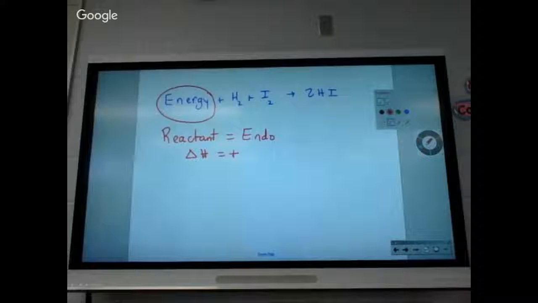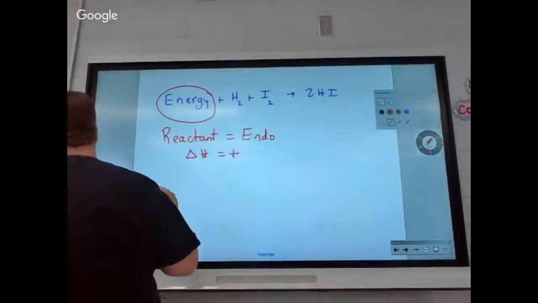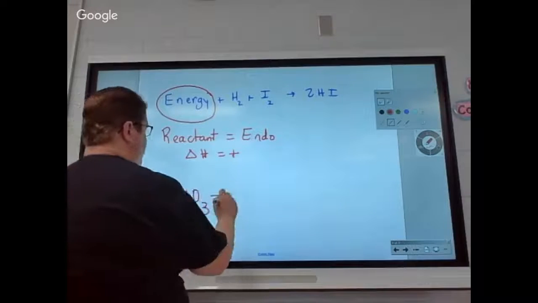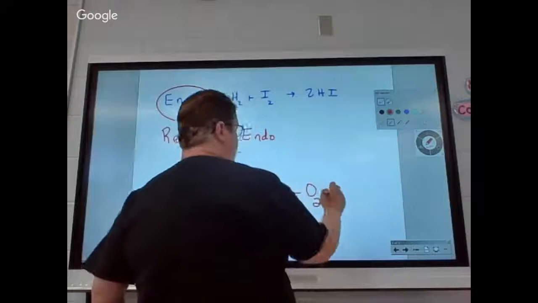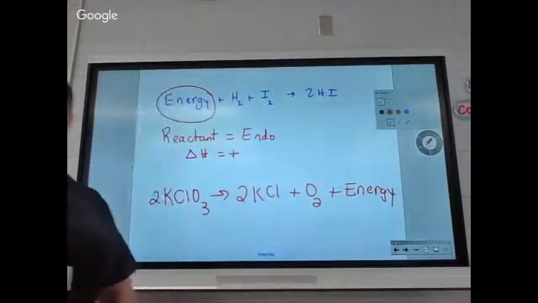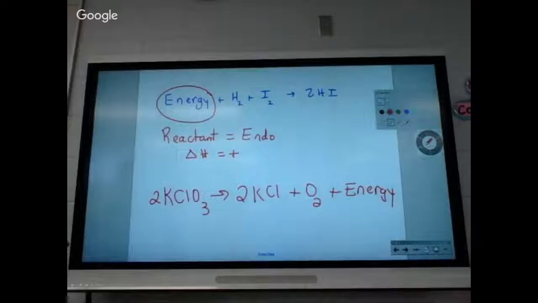So if I write an equation, like, I just make one up, KClO3 goes to 2KCl plus O2 plus energy. Can you tell me if that's endo or exothermic? Marissa, what is that? Why is it exo? Okay, would it be positive or negative then? Yes, you got it if you can answer those two questions.